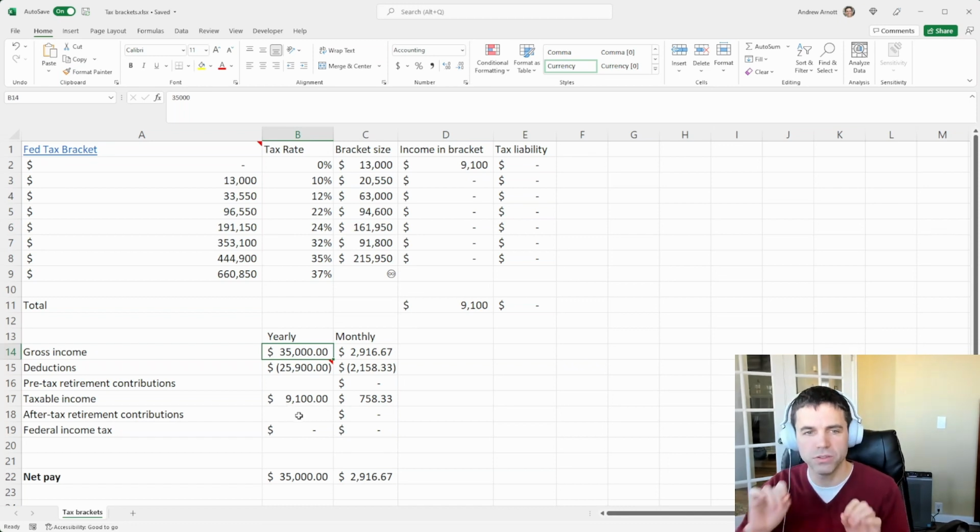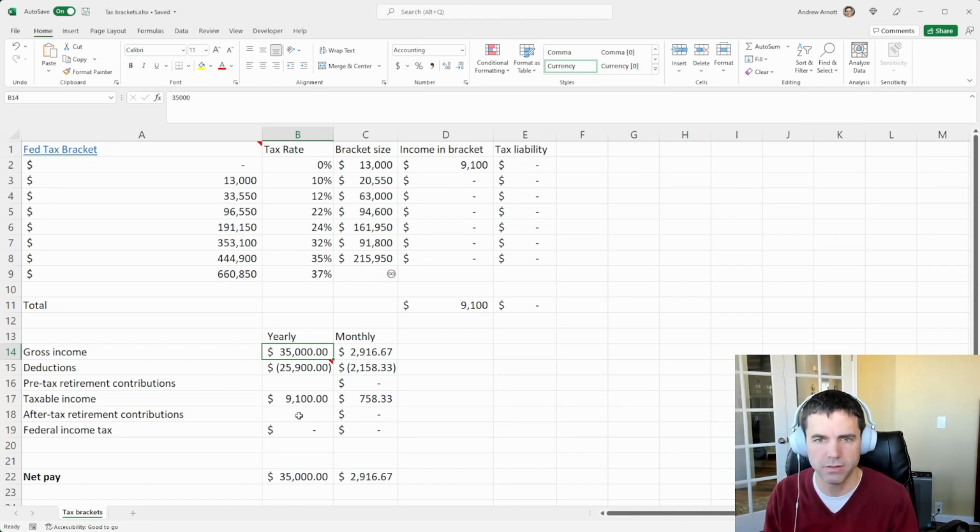And this, by the way, is focusing on federal income tax. I'm not saying anything about state income tax or Social Security or any of the other taxes that might apply to you, filing a tax return, all that good stuff. We're just talking about numbers here. You don't owe any tax in this case for federal income tax.